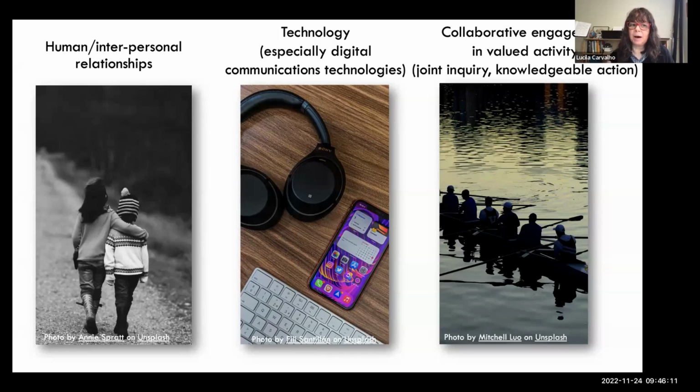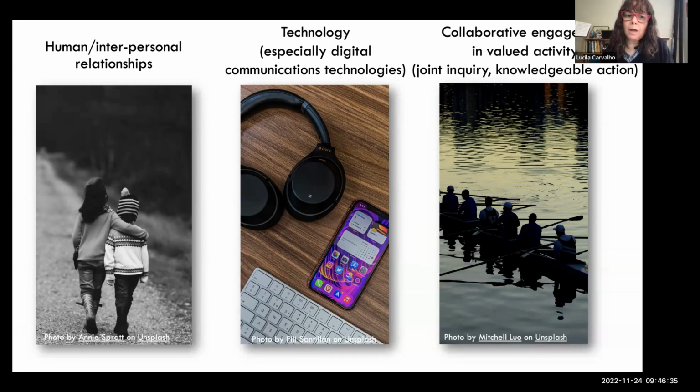So what is key over here basically, for me at least, is these three main pillars, right? So it's about the human interpersonal relationships. The technology is there, but especially for facilitating communication between people, and collaboration is still quite present, and it acts here in terms of people engaging in joint inquiry and having this aspect of knowledgeable action, like I talked about before.